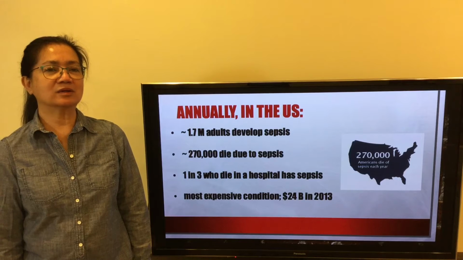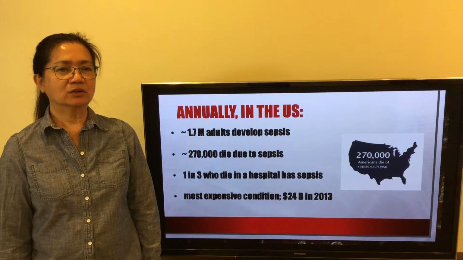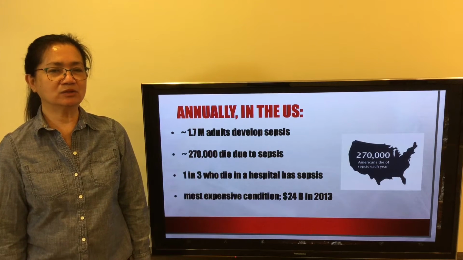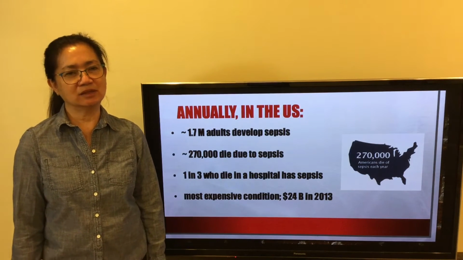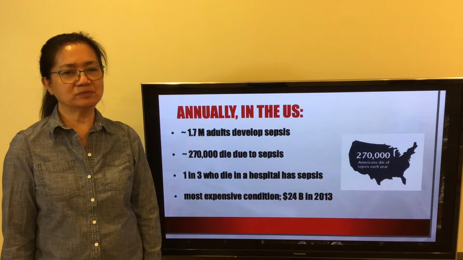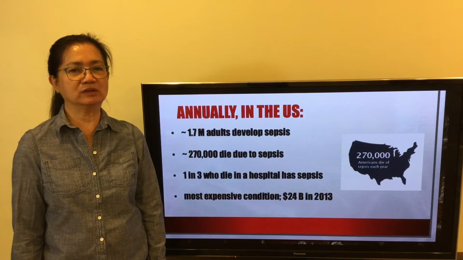Annually in the US, 1.7 million adults develop sepsis. 270,000 die due to sepsis. 1 in 3 who die in hospital has sepsis. And it is the most expensive condition, amounting to $24 billion in 2013.